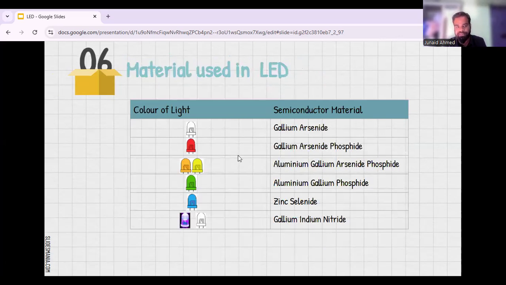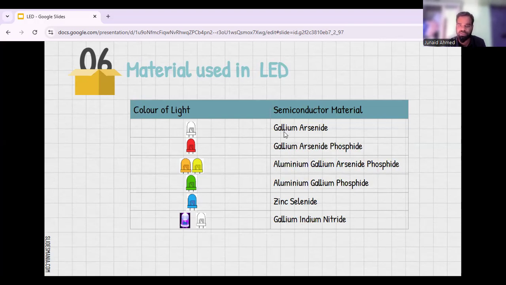For white color, gallium arsenide. For red color, gallium arsenide phosphide. For yellow and orange color, aluminum gallium arsenide phosphide. For green color, aluminum gallium phosphide. For blue color, zinc selenide. For ultraviolet and violet, gallium indium nitride.